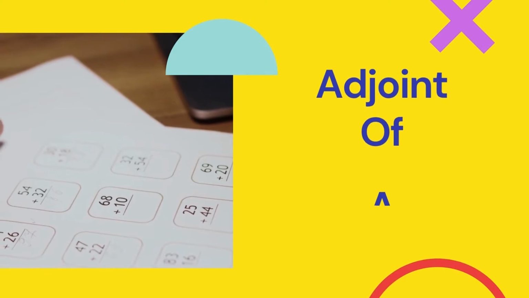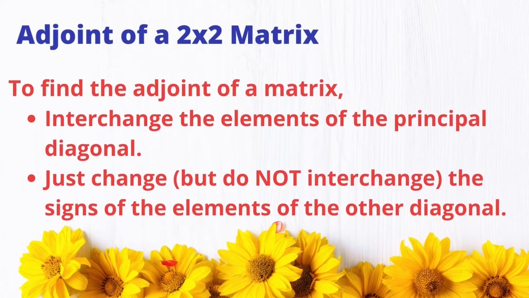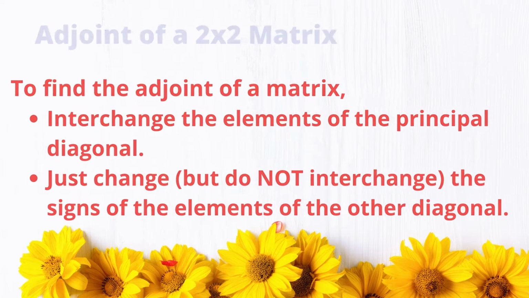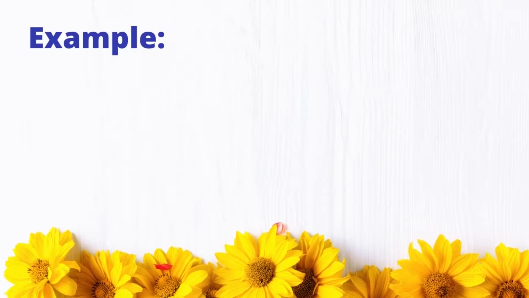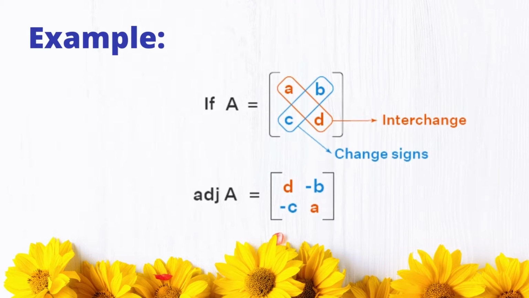Now we will see what is the adjoint of a matrix. To find the adjoint of a matrix, interchange the elements of the principal diagonal, and just change the signs of the elements of the other diagonal. Let us look at an example. As you can see here, a matrix A, whose elements are A, B, C and D. Elements of the principal diagonal are A and D, and elements of the other diagonal are B and C.